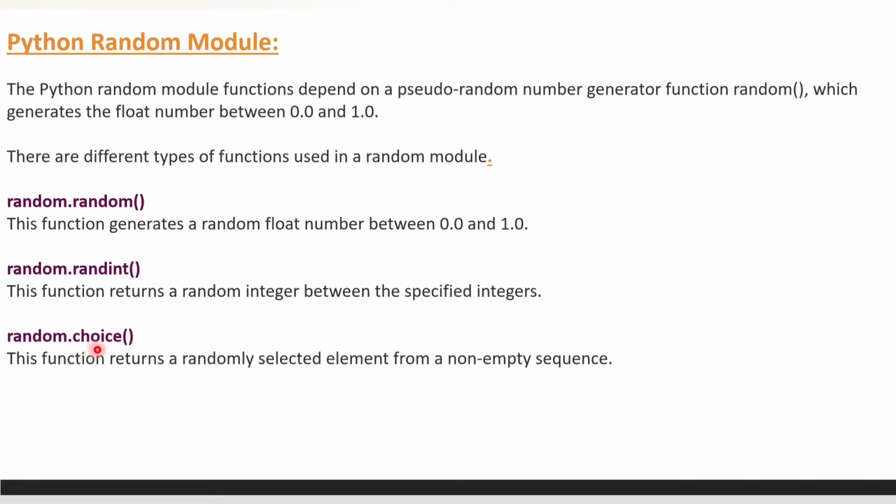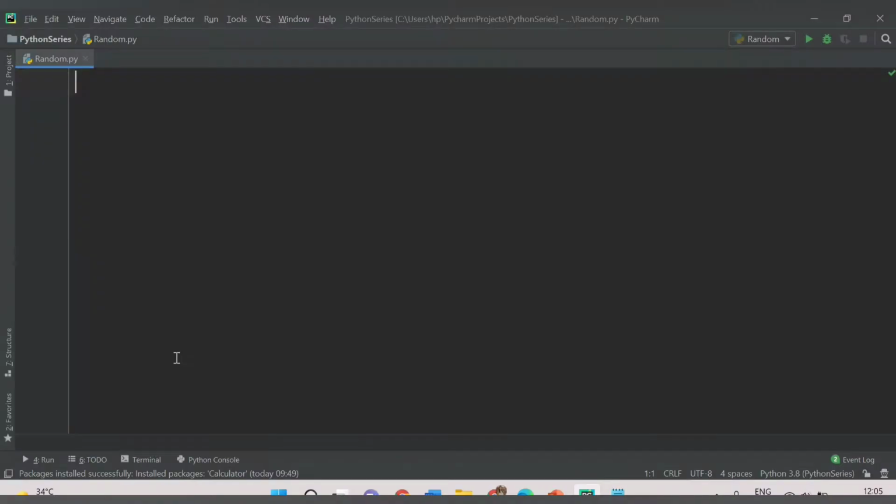The third one is random.choice. This function returns a randomly selected element from a non-empty sequence. You need to pass a sequence to choice and it will return any random value. The sequence can be a list or a tuple. The last function that we will cover is shuffle. This function randomly reorders the elements in a list. It accepts the list as an input parameter and randomly shuffles your list. Let's cover all these four functions in our demo.